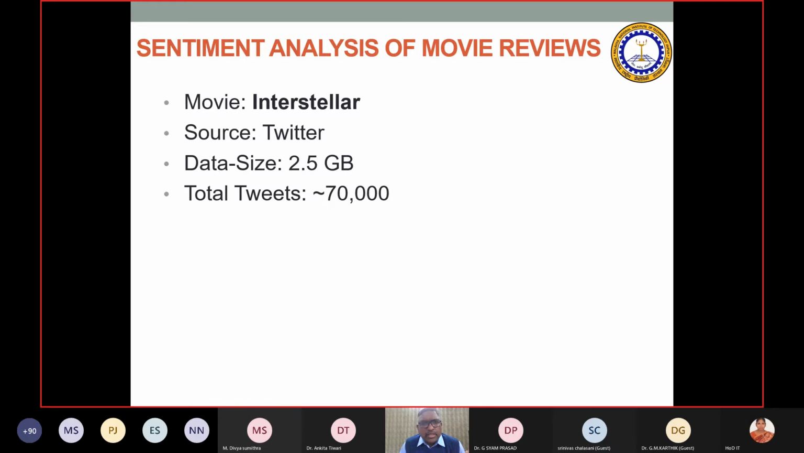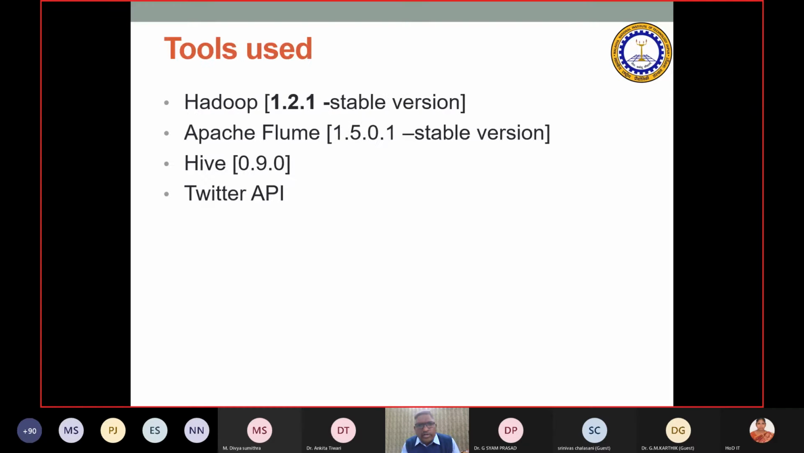Yeah, the movie Interstellar, as we look at. So again, what we did was we directly connected to Interstellar tweets from Twitter. We used a Twitter API and connected to Hadoop and downloaded that whole data, maybe about 70,000 tweets about Interstellar over a period of 1 month. We downloaded. We used Apache Flume and Hive.